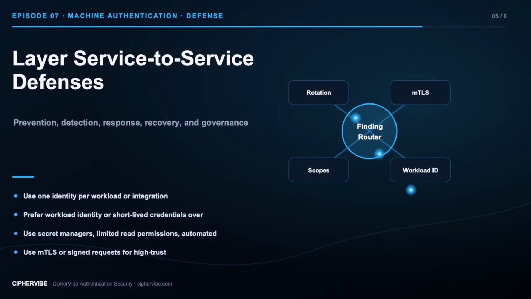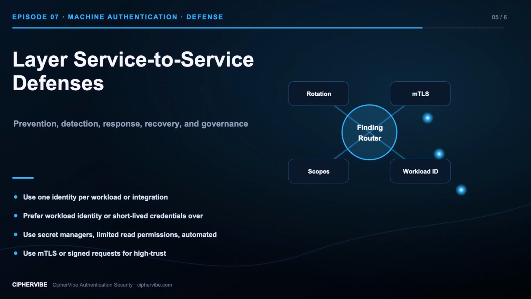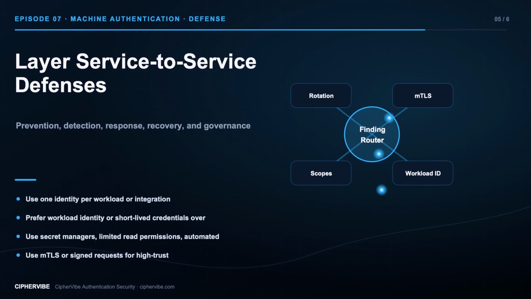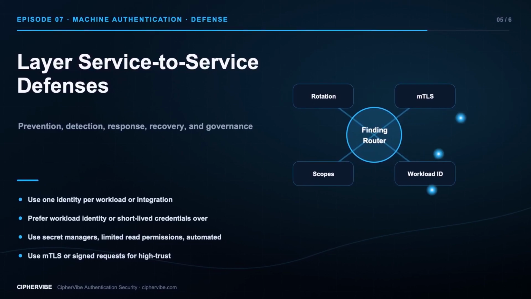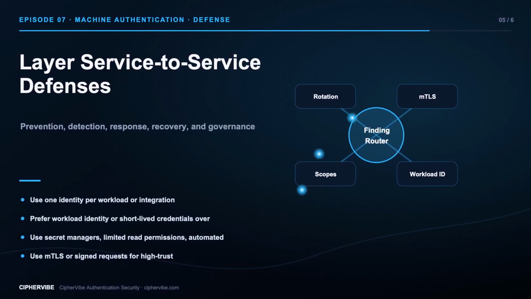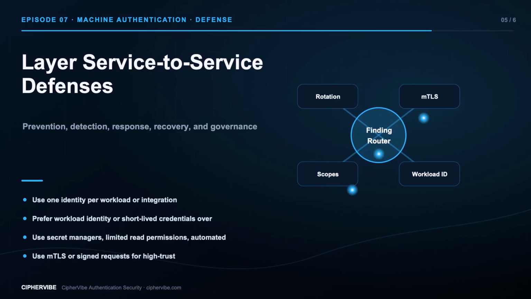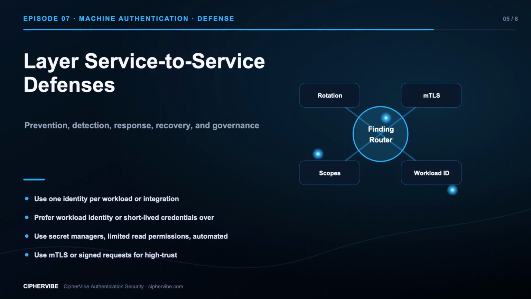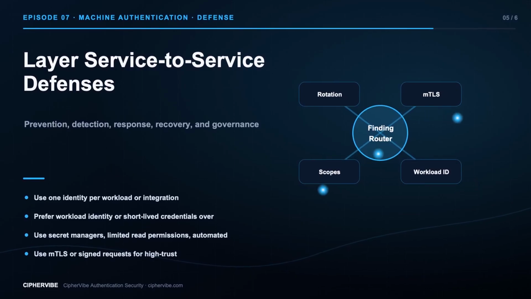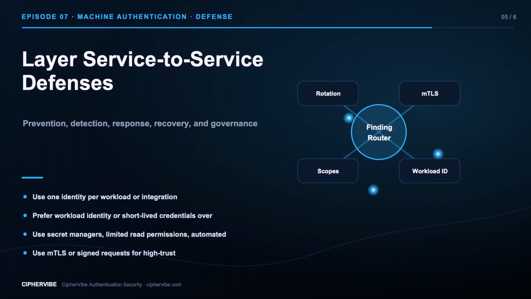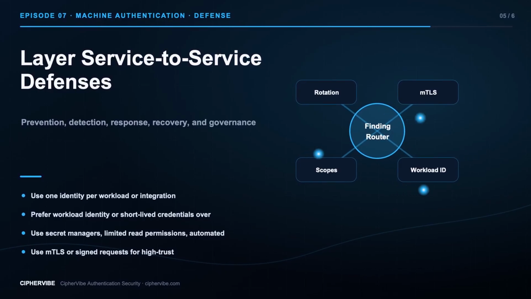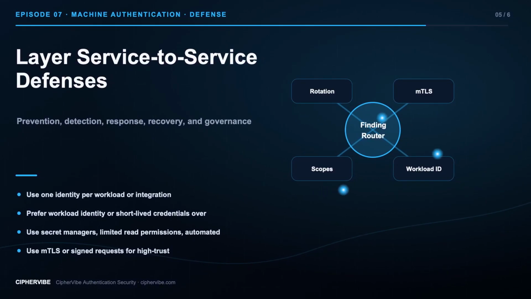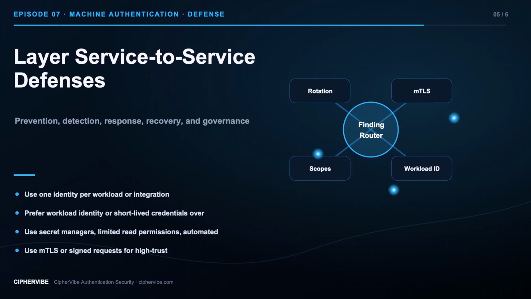First, use one identity per workload or integration with narrow permissions, clear owner, environment separation, and lifecycle metadata. Second, prefer workload identity or short-lived credentials over static secrets when the platform supports it. Third, use secret managers, limited read permissions, automated rotation, and deployment-safe reload patterns. Fourth, use mTLS or signed requests for high-trust service communication with managed certificates and observable expiration.